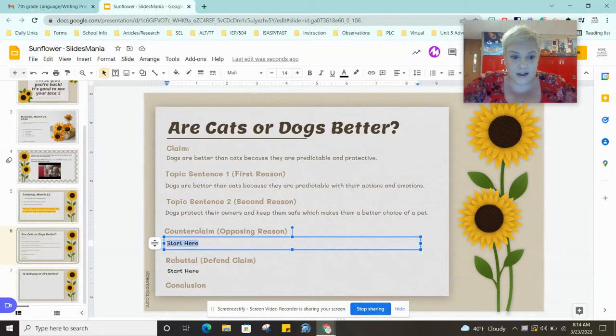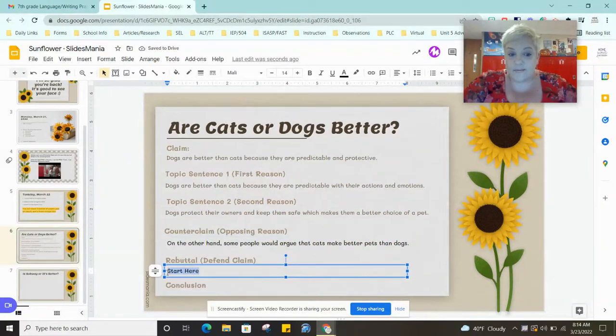Then my fourth paragraph, I'm going to need a counterclaim. So for a counterclaim, I'm going to say what the opposite side would think. So I could say, on the other hand, comma, let's think here. It kind of takes a little thinking here. Like, on the other hand, comma, some people would argue that cats make better pets than dogs. Okay. That's the counterclaim. But then remember, in that same paragraph, you have to have the rebuttal because we're still sticking with this whole dog argument.